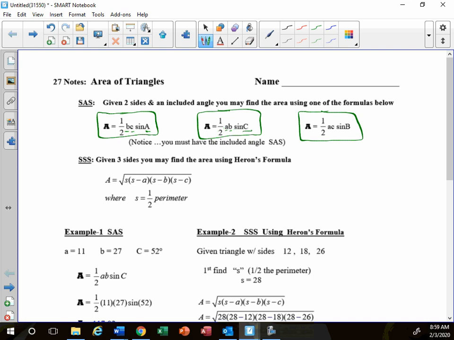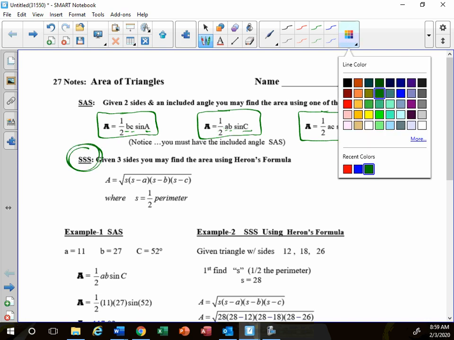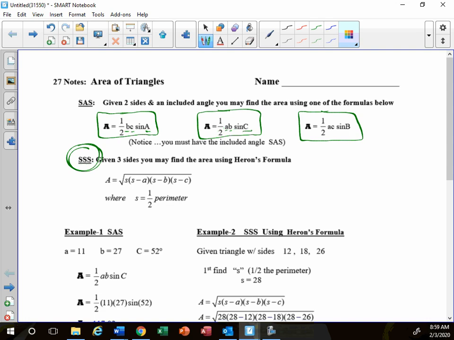All right. Second situation is if you know all three sides. We're not going to derive this formula, don't worry. If you know all three sides, this is the area formula. This is written down for you in your packet. Area equals the square root of S times S minus A times S minus B times S minus C. That's lovely, isn't it? That's Heron's formula.